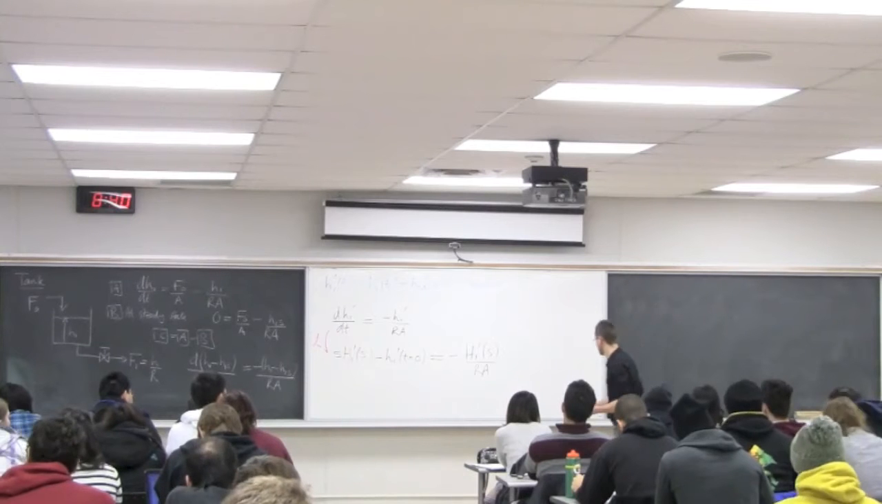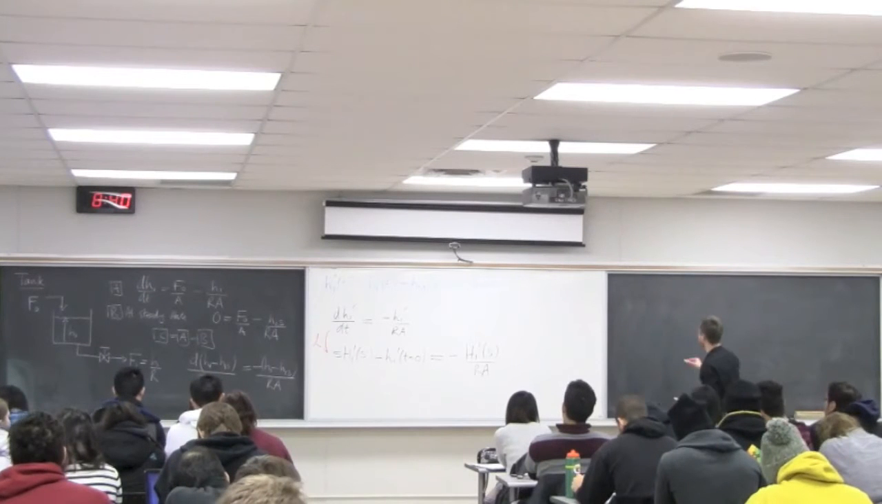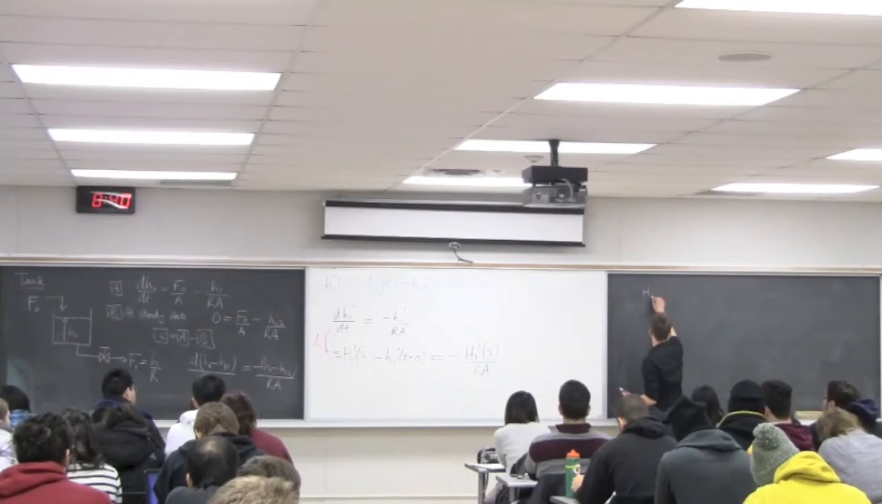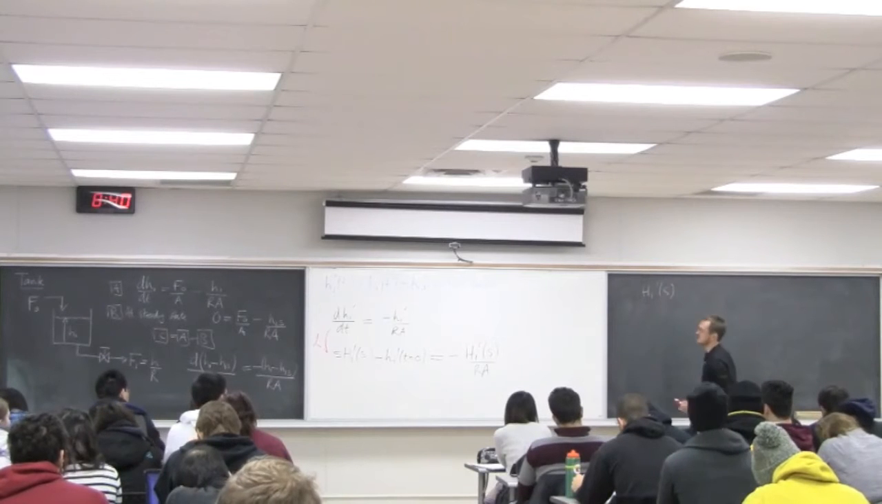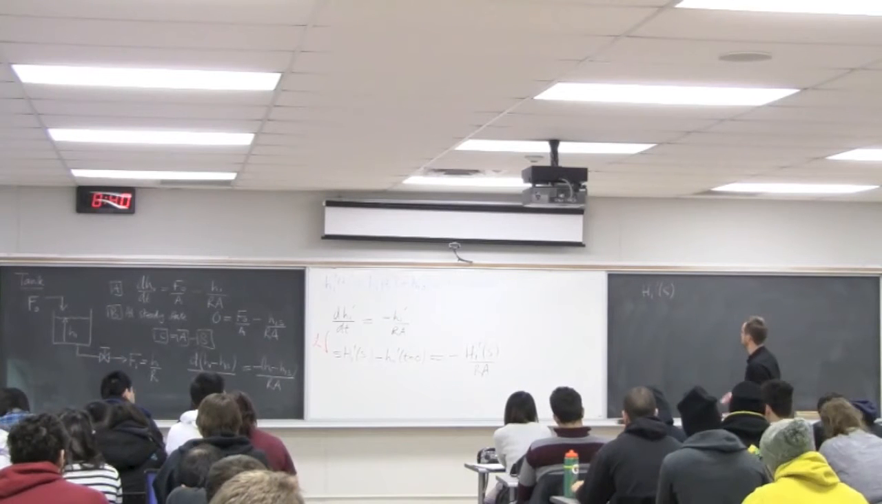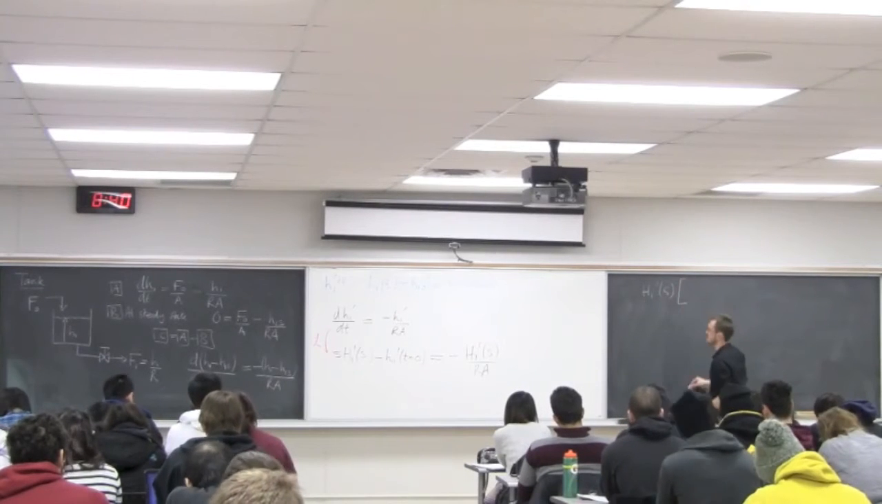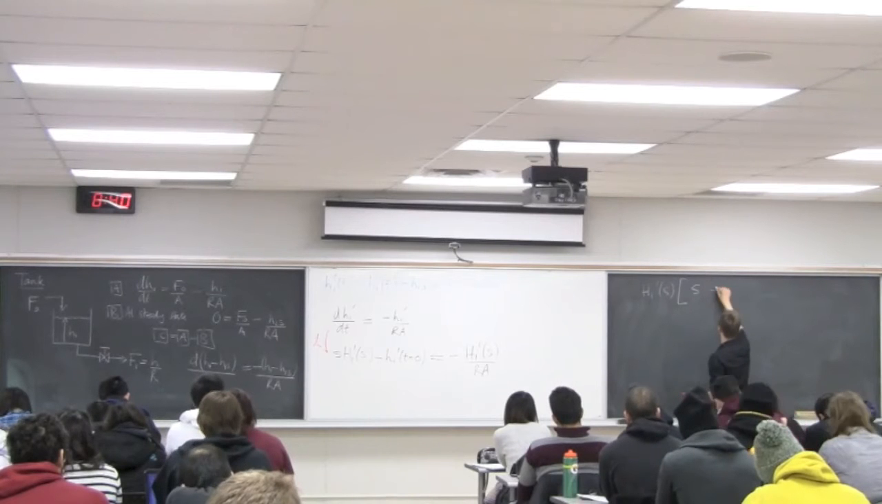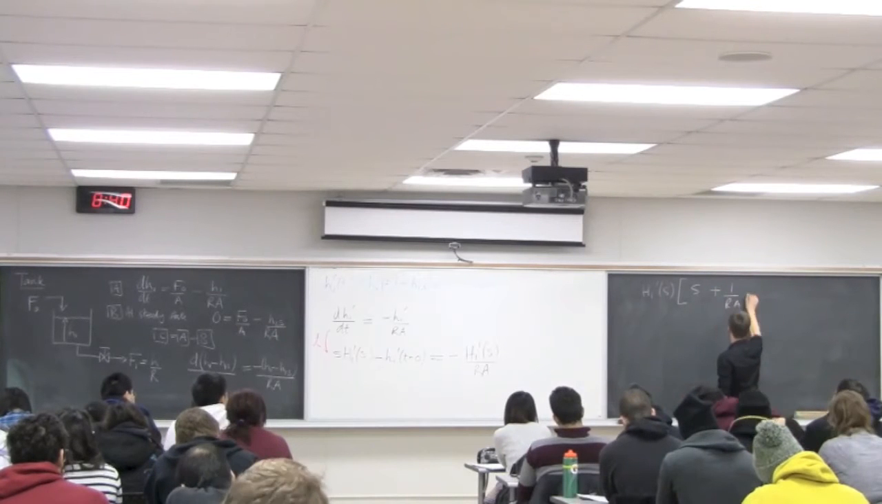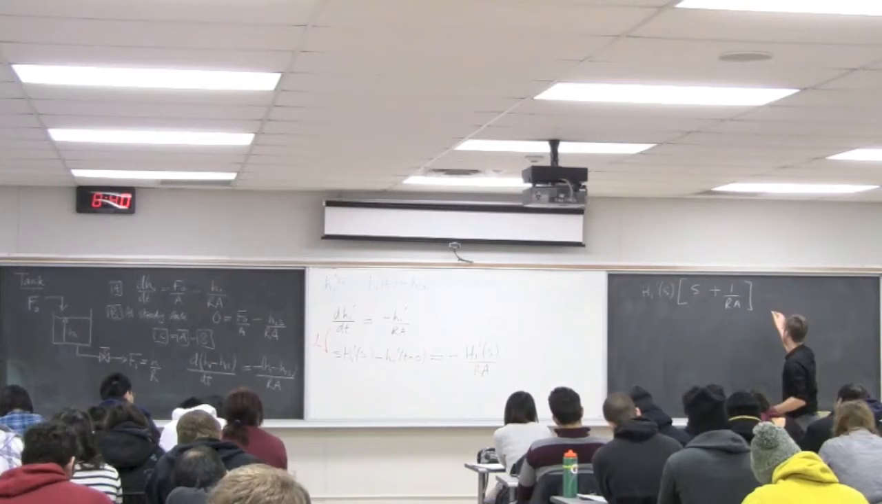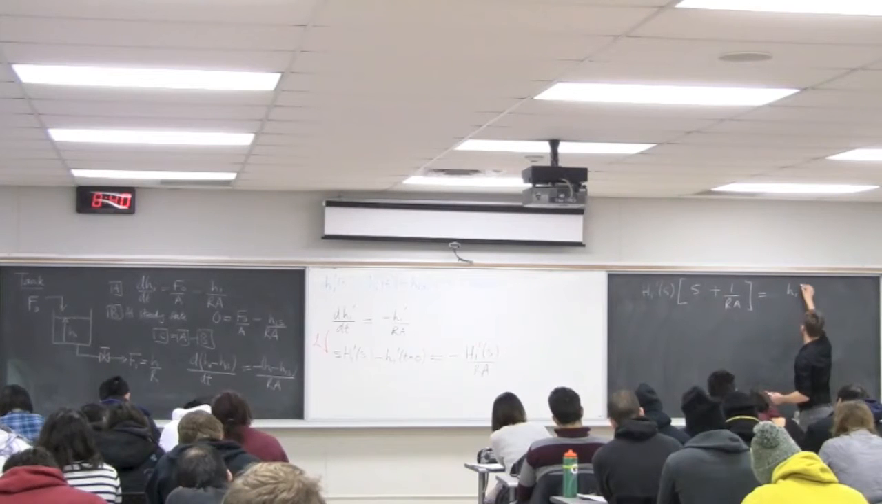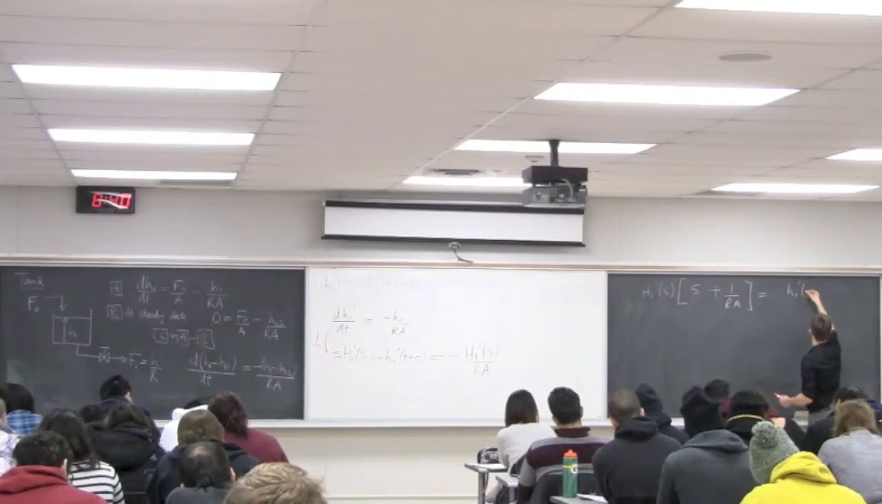Let's take a look, and then we said after we've done the Laplace transform, our next step is to simplify that. Well, the simplification is quite easy. We write our right-hand side as h1 dash of s. And let's bring that term over there, s plus 1 over Ra. And my right-hand side is h1 dash at time 0.